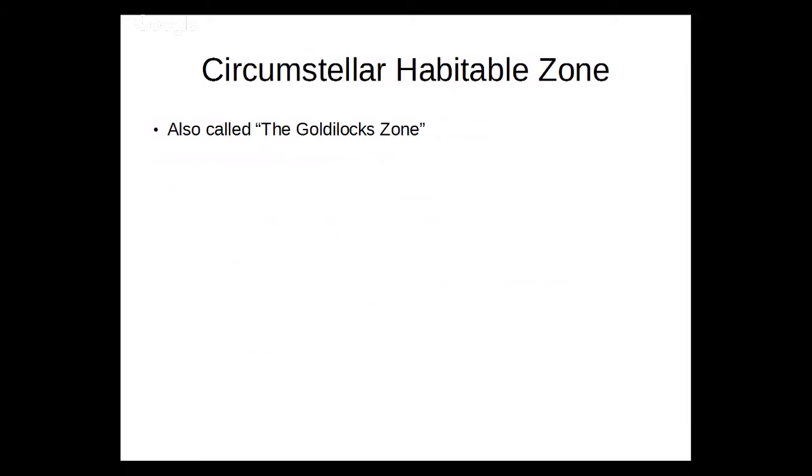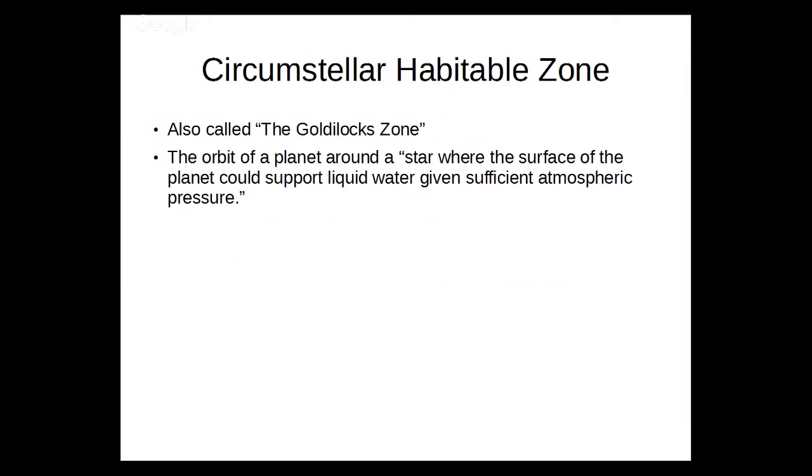It's a special area near a star where we know that if a planet is orbiting, the surface of the planet could support liquid water if it has the right type of atmospheric pressure. Of course, if you don't have an atmosphere that's giving you pressure, all that water is just going to float off into space, vaporize. So atmospheric pressure is very important.